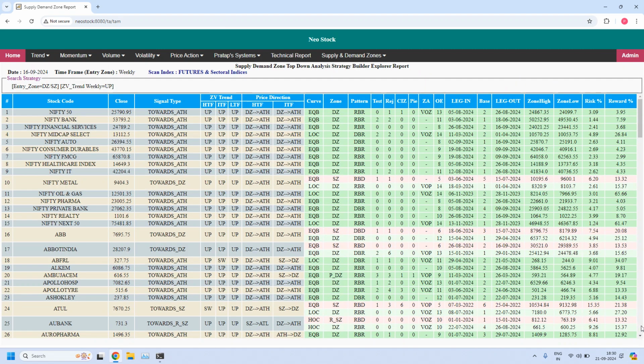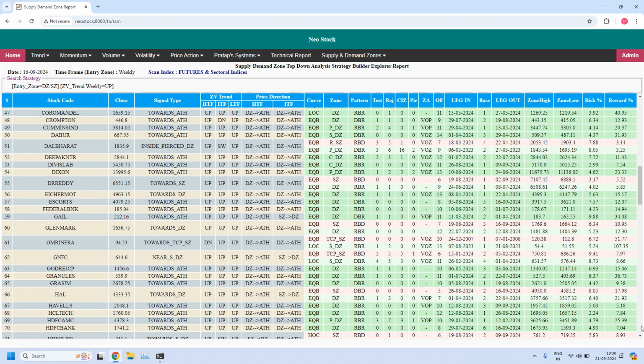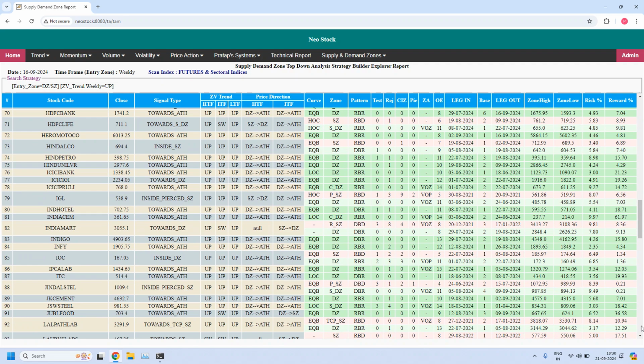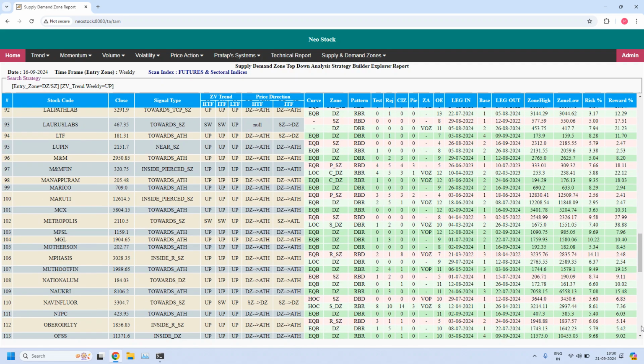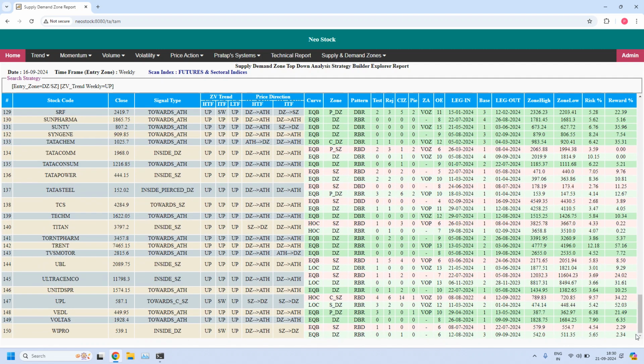See, we got a very big list. Let me scroll the list down. So total 150 stocks. Out of 199, 150 are having an uptrend. Weekly trend is uptrend, by default LTF. Here we selected entry time frame weekly. See, all these LTF trends are uptrend. So your favorite stocks might be there in this, but still, we want to reduce this list.